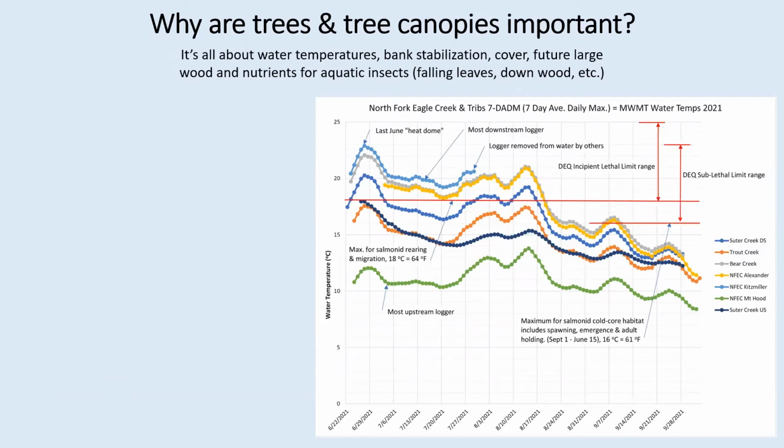So if you look at this graph, this is part of that water temperature study that I mentioned earlier. And this part of that study just focuses on the North Fork, Eagle Creek, and its tributaries. And we're one of the tributaries of the North Fork. So Cedar Creek flows into the North Fork.